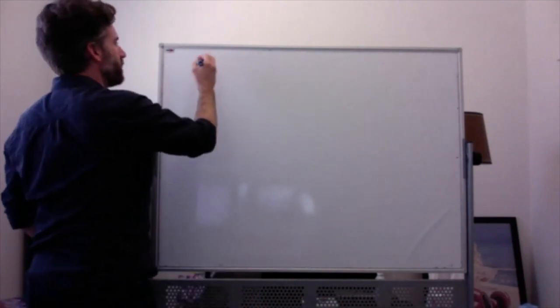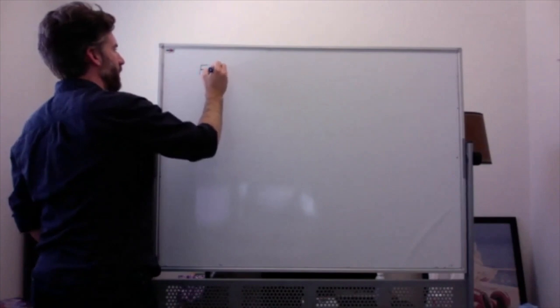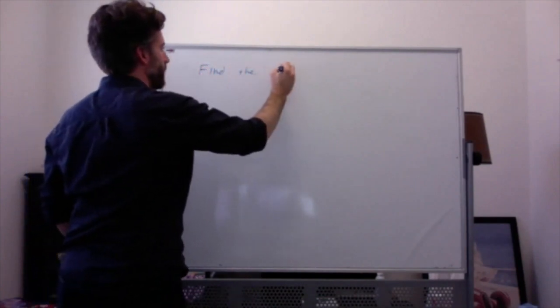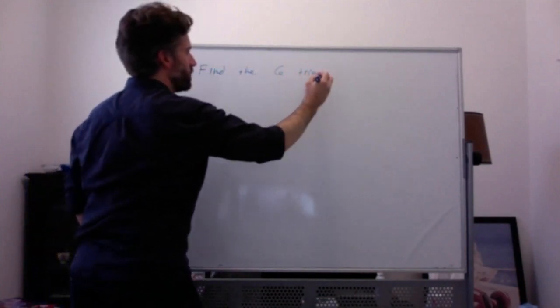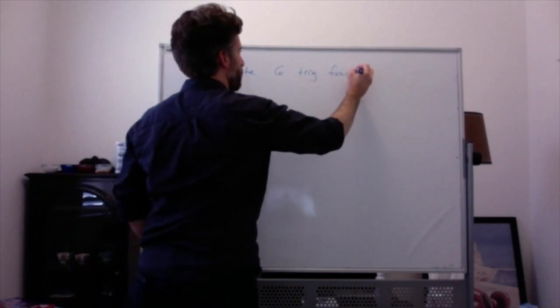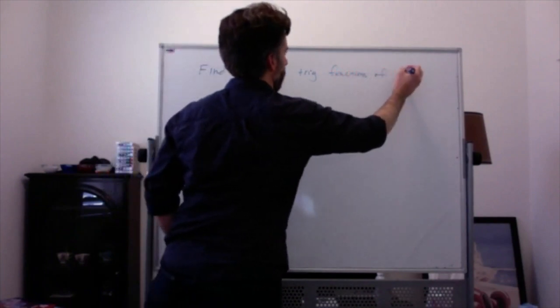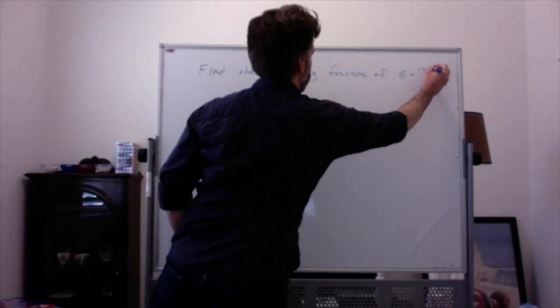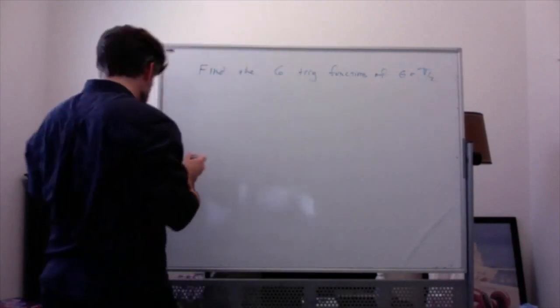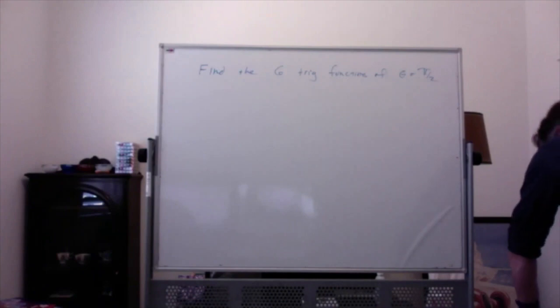All right, so back to what we were doing, the unit circle. I want to find the 6 trig functions of theta equal to pi over 2. I think this pen is starting to suck as well. Got an okay green one over here.